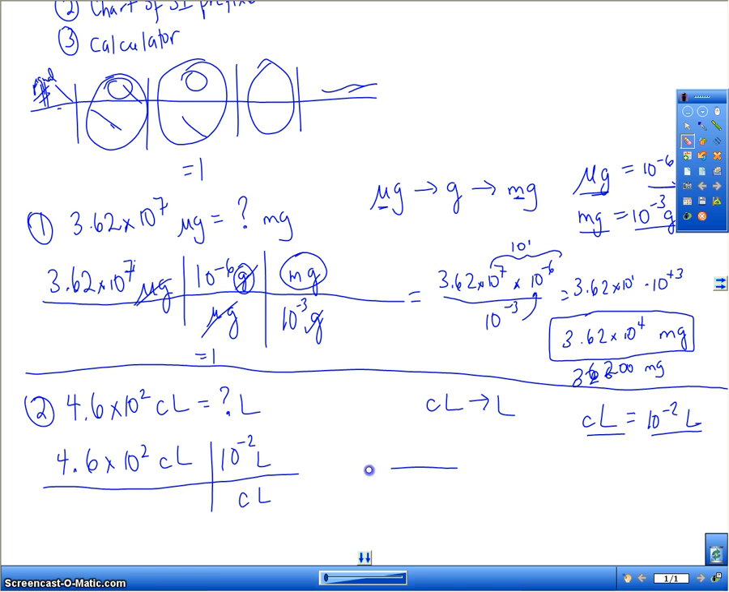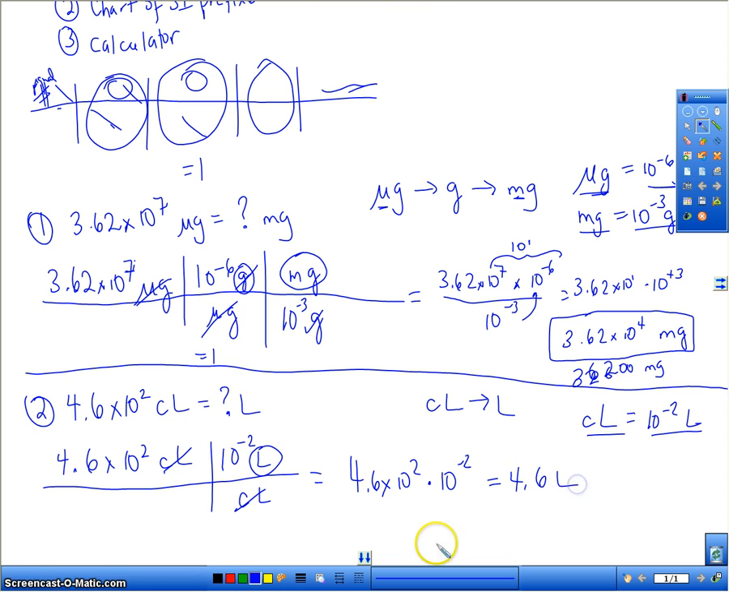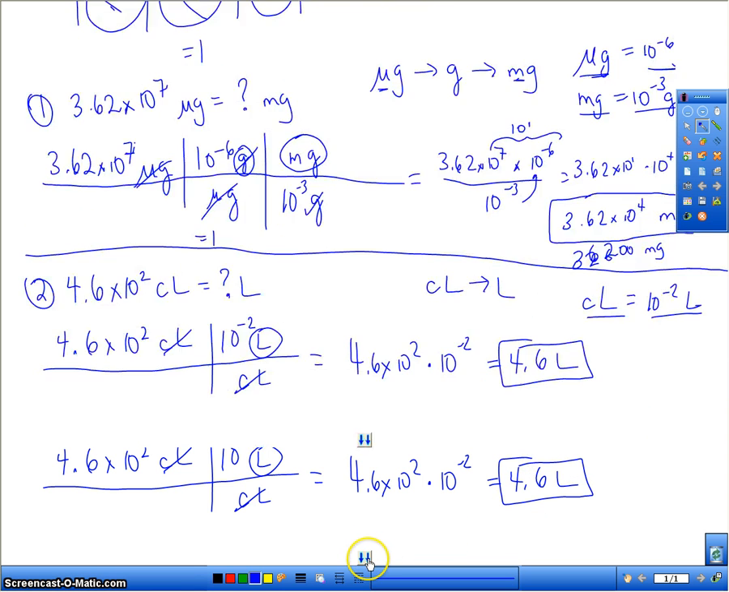I will erase all of that. I don't need it. And this centiliters is going to cancel. I'll have liters left over. And now I have to do 4.6 times 10 to the 2 times 10 to the minus 2. And the 10 to the 2 and the 10 to the minus 2 make a 10 to the 0, which is 1. So this is just going to be equal to 4.6 liters. And that's your answer. Okay?